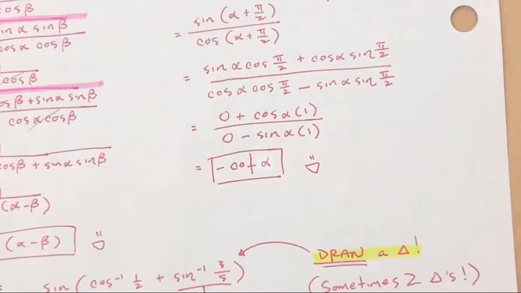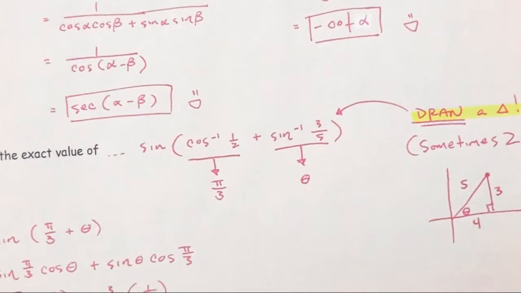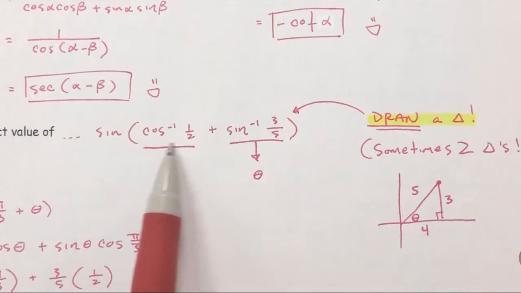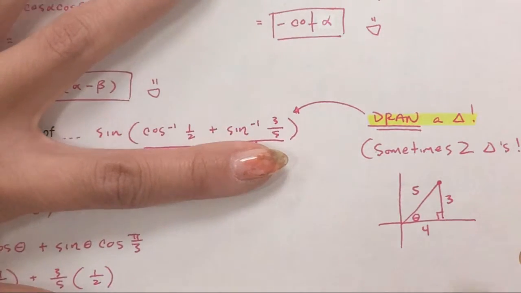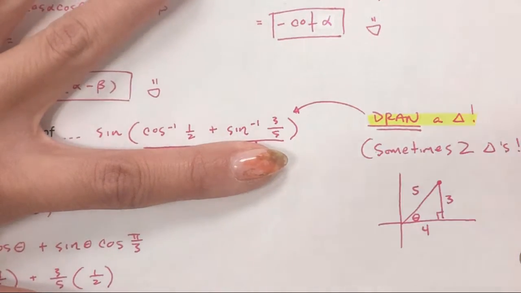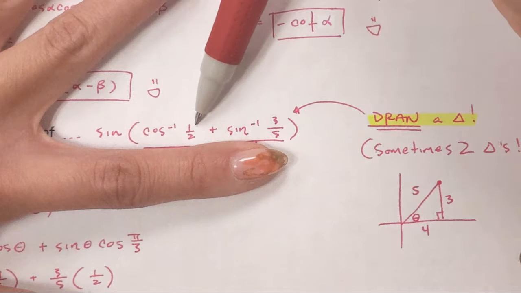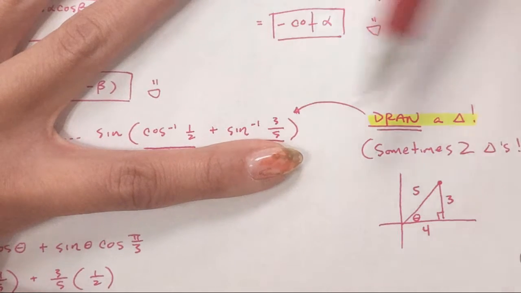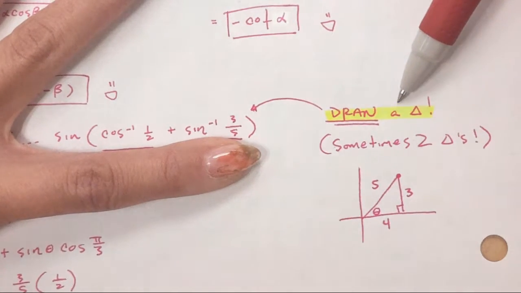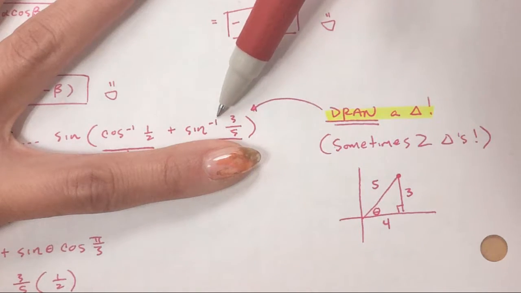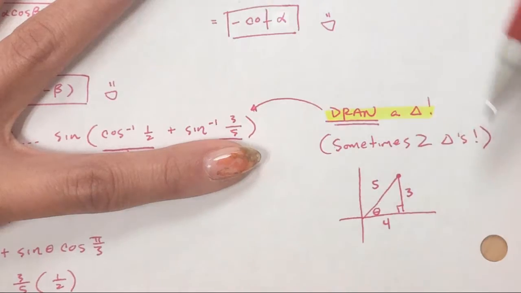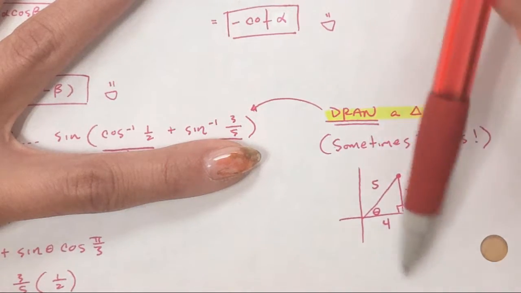Okay, last example. Find the exact value of this right here. So this is the question. This you can do on a unit circle. This you cannot do on a unit circle. If you can't do it on a unit circle, you need to draw triangles. So this one, you need to draw one triangle. If this couldn't be done on a unit circle, you would have to draw another triangle for that one.